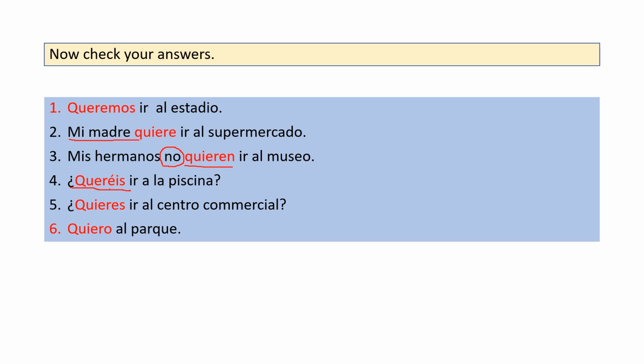Number 5, quieres, you should have written ir al centro comercial. Obviously there's a tú form, i.e. the you singular form here, and there's a question. And lastly, for number 6, you should have written quiero, your singular form, I want to go to the park. Pause your video now if you need to make any changes.